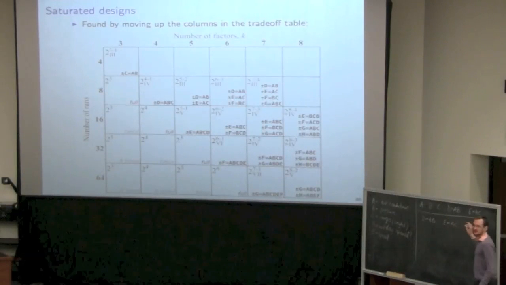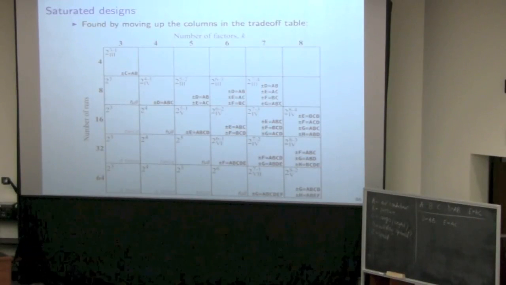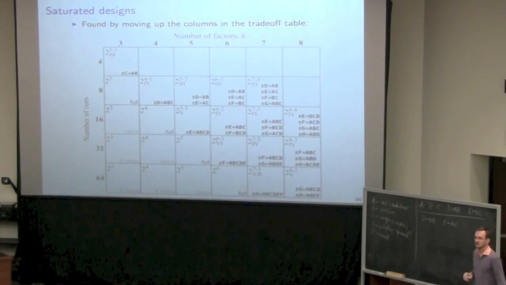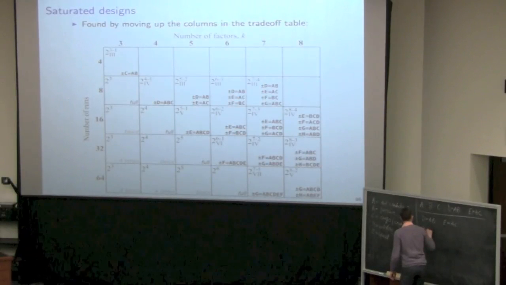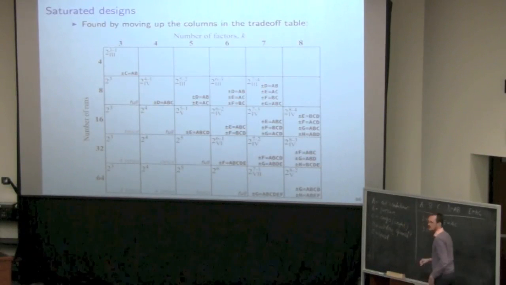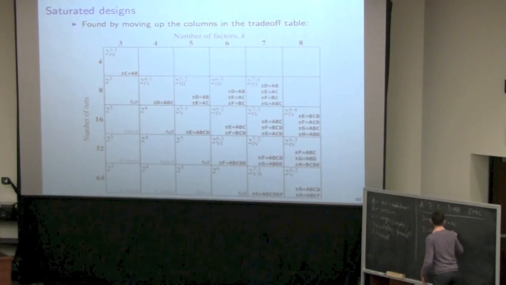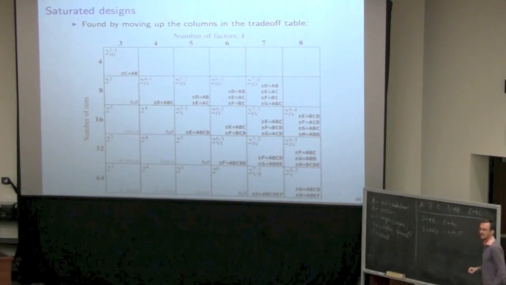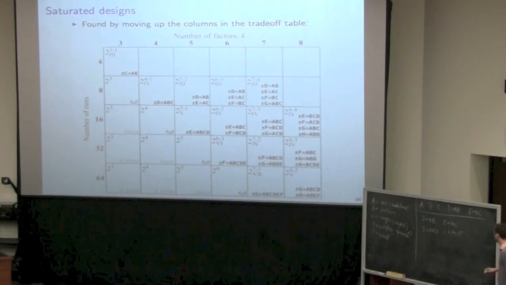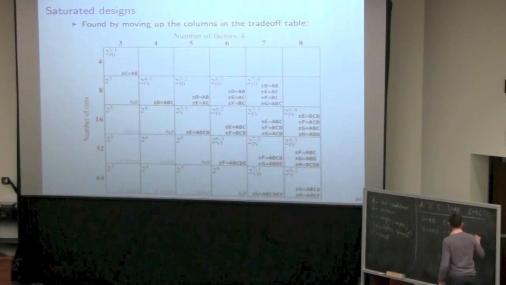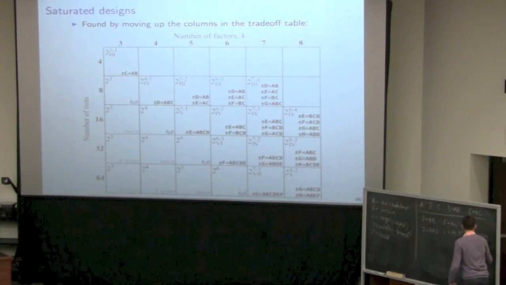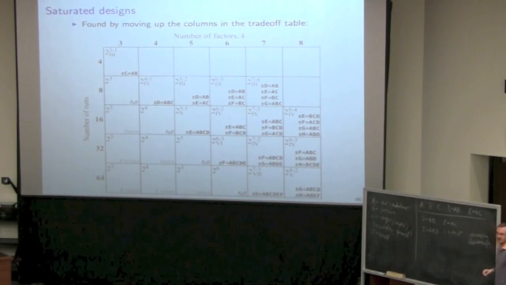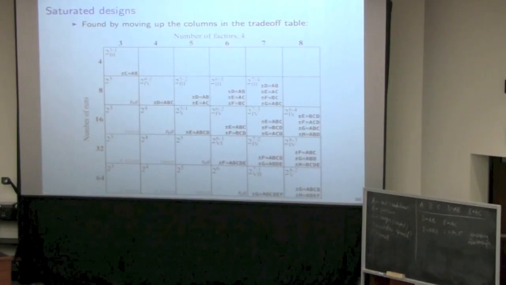These are my generators. I've got two generators. And one thing that we'll do is write them out in the form D equals AB. I can write it out as I equals ABD. I can write it out as I equals ACE. These are called my generating relationships. What's the defining relationship for this set of experiments?